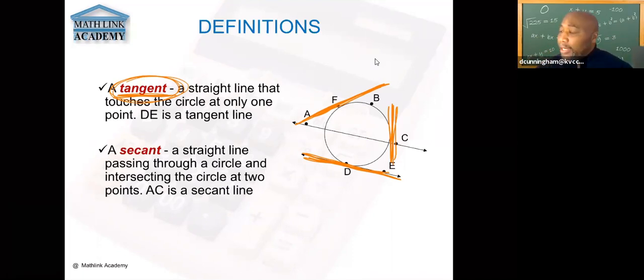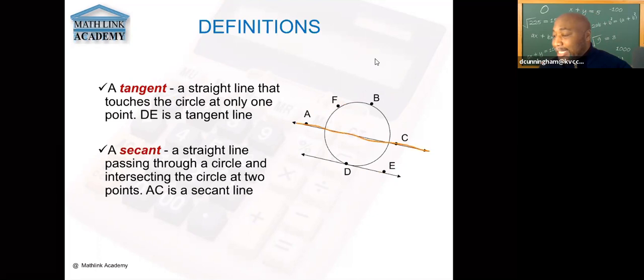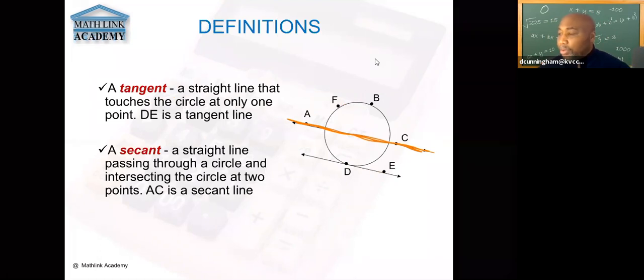So a line, we have a segment and a line, but for a secant, they're lines. Tangents are lines. A secant line is a straight line that passes through a circle and intersects the circle at 2 points. And so this line AC is a secant line. It's a line that goes forever on both ends, and it passes across or intersects the circle at 2 points.